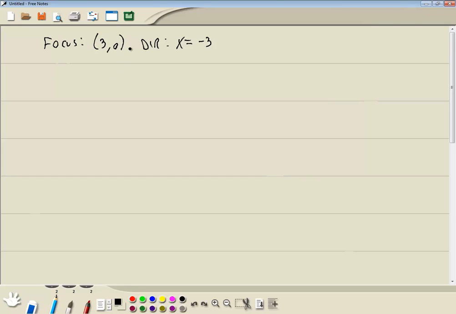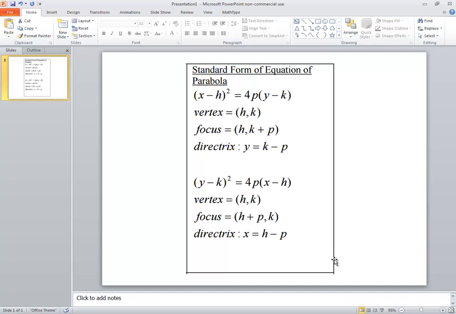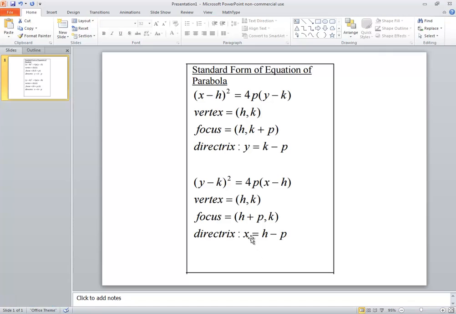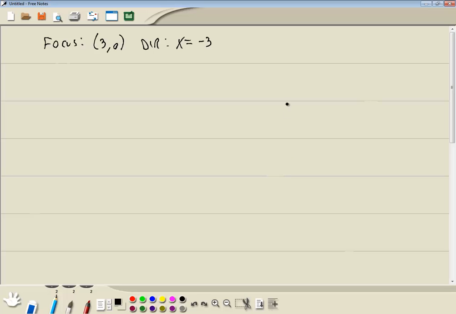Now these are pretty straightforward in identifying which formula to use, because if they give you the directrix, that tells you which one. Notice here it says the directrix is y equals. This one says the directrix is x equals. Well, what they gave us was it told us the directrix was x equals, which means it matches this bottom formula. So that's one we're going to be working with.